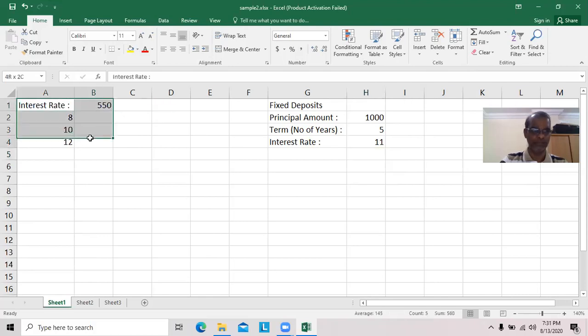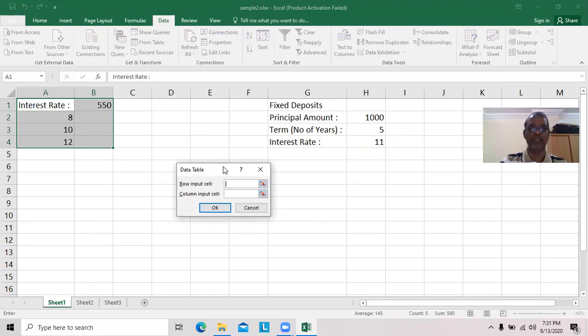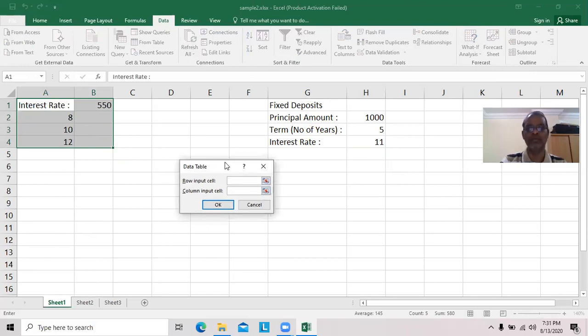Now select here, go to the Data menu, What-If Analysis, here Data Table. In data table, there are two types: one variable data table and two variable data table. Here we are having three variables. One is P, another one is N, third one is R. But we can use either one variable or two variables. First we will see one variable data table, then we will see two variable data table.